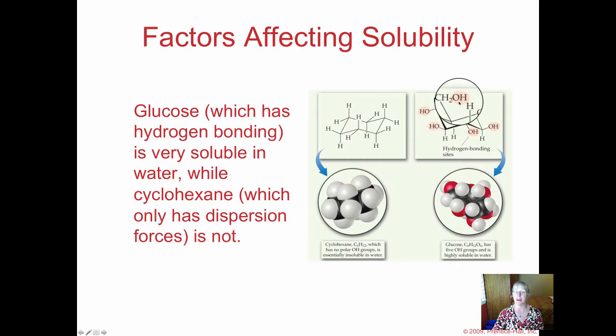See all these little hydroxyl groups out here? And these are spots where you could have hydrogen bonding. It's got 5 hydroxyl groups and is therefore very soluble in water.